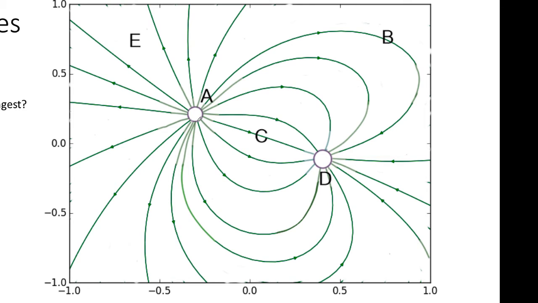In this case, you can't use the length of the lines to show you how strong the field is. The field is strong where the lines are bunched close together. So A's probably got the strongest field here, whereas over here, where the lines are quite a way apart, the field is relatively weak. How do we describe vectors mathematically?